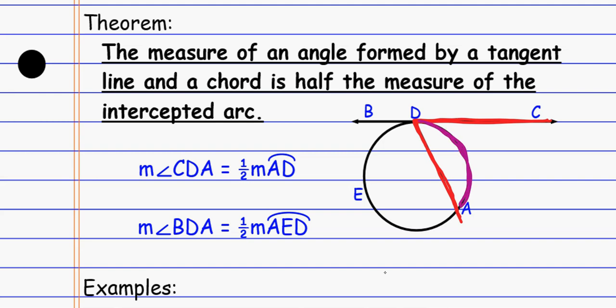So if we're looking at the measurement of that red angle versus the measurement of that purple arc, it's the same relationship that we had for an inscribed angle. The angle measurement is half the measurement of the arc.